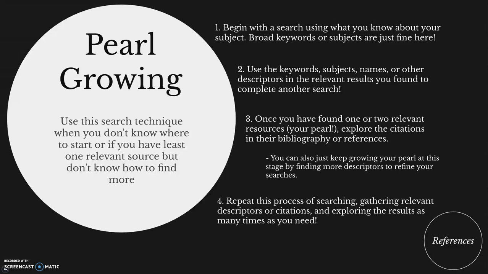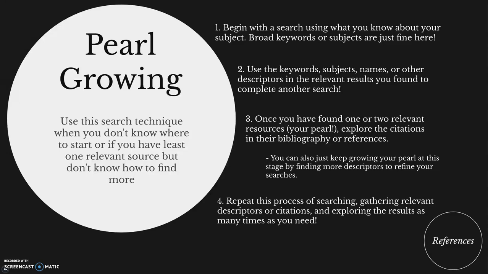Pearl growing is a great tool to use if you are having a hard time starting your research, or you have found yourself at a roadblock in your research process and you just don't know where to go. Perhaps you aren't very familiar with your research subject and you feel like you can't come up with enough subjects or keywords to search on your own. Maybe you already have one or two relevant articles and you want to find similar works, but you aren't sure how. This technique is especially useful when searching on online databases because you can use subject indexing, the search results page, and other features of databases to your advantage.